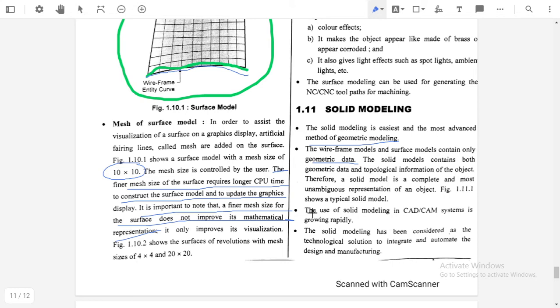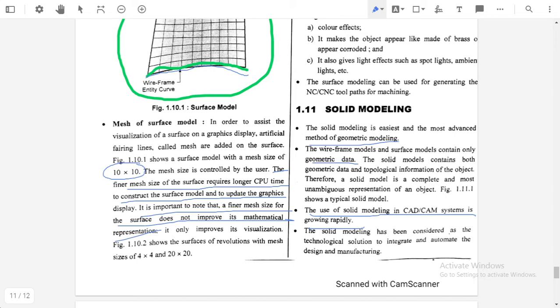Okay, the use of solid modeling in CAD/CAM systems is growing rapidly. CAD/CAM means computer aided design and manufacturing. The use of solid modeling increases because in CAD/CAM we need to design. First of all, the first step is to design the object. In this case, solid modeling is very important. That's why it increases the need in design.